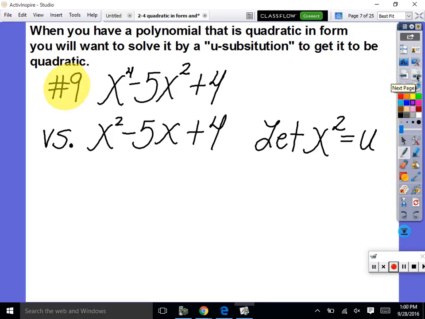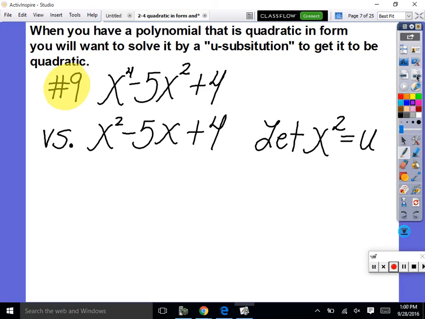This is an example of solving a polynomial that's quadratic in form. Now here's why it's quadratic in form. So look at number 9. Do you see how we have x to the 4th minus 5x squared plus 4? Doesn't that look pretty similar to x squared minus 5x plus 4? And this is a quadratic. We know how to solve a quadratic. So notice something. This goes down in 2's. X to the 4th, and then x squared, and then x to the 0, correct? This is when you have quadratic in form.